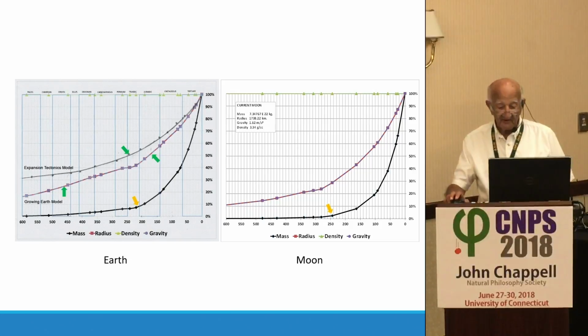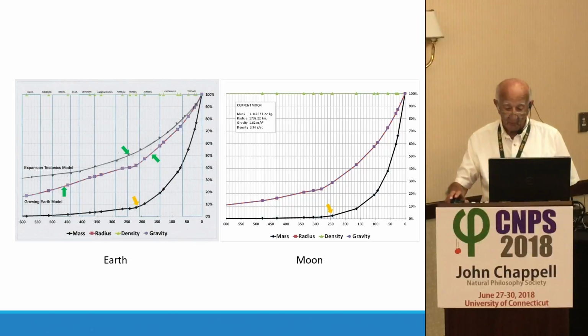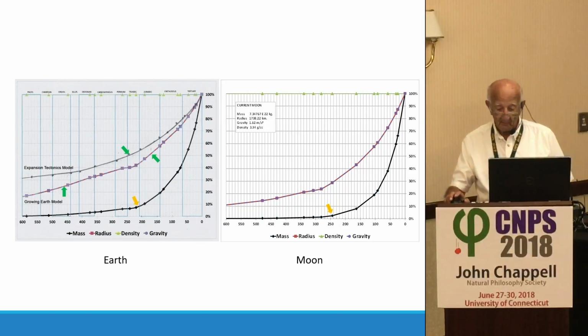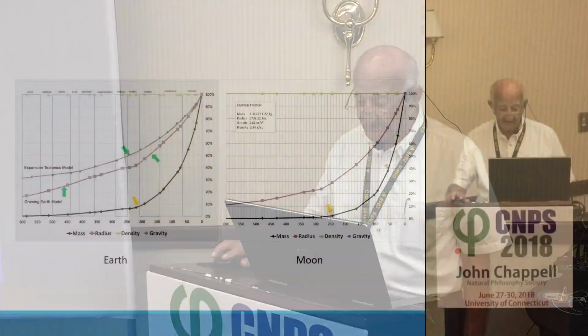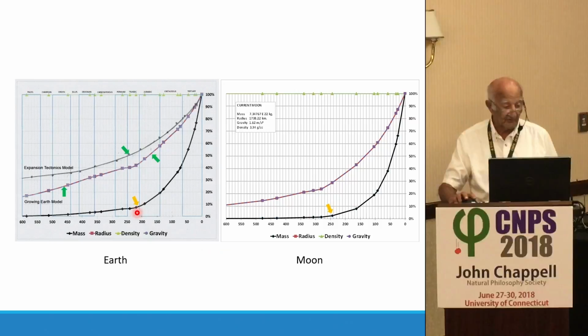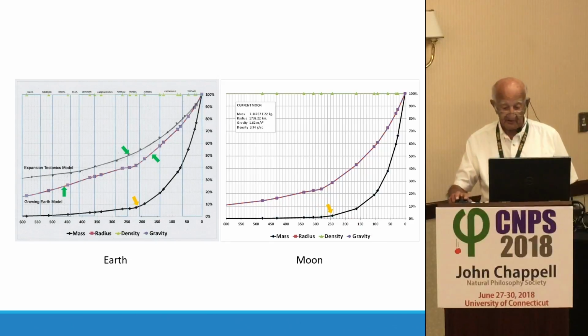The 2011 Nobel Prize in Physics was awarded to Saul Perlmutter, Brian Schmidt, and Adam Riess for, I quote, the discovery of an accelerated expansion of the universe through observations of distant supernovae. The yellow arrows indicate when the accelerating expansion began on the Earth around 200 million years ago, and on the Moon around 250 million years ago.